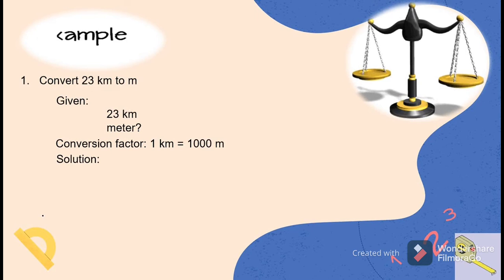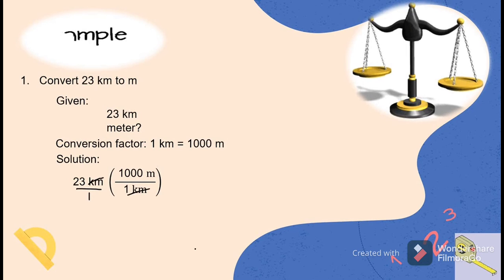So how can we use this conversion factor to help us convert from kilometers to meters? Next, always rewrite what you're given. So we start with 23 kilometers over 1 multiplied by a fraction. Since 23 kilometers is on the top, we will write 1 kilometer on the bottom. Therefore, 1,000 meters goes on the top, so that we can easily cancel out the unit of measurement, which is the kilometer. So we have 23 over 1 multiplied by a fraction, 1,000 meters over 1 kilometer.